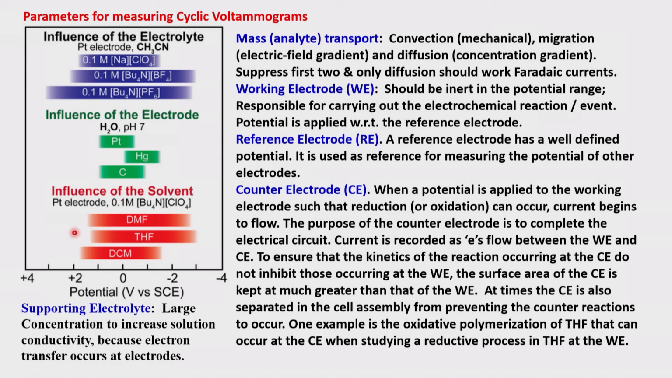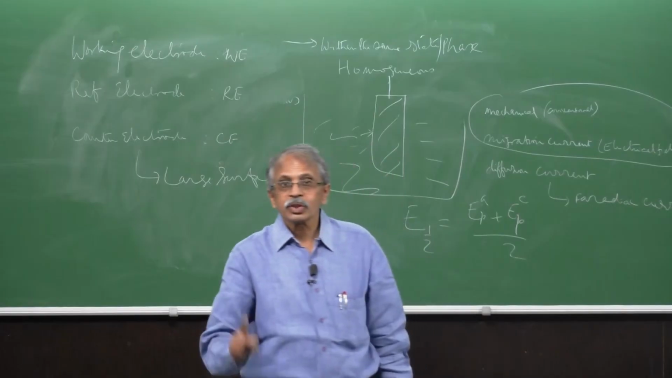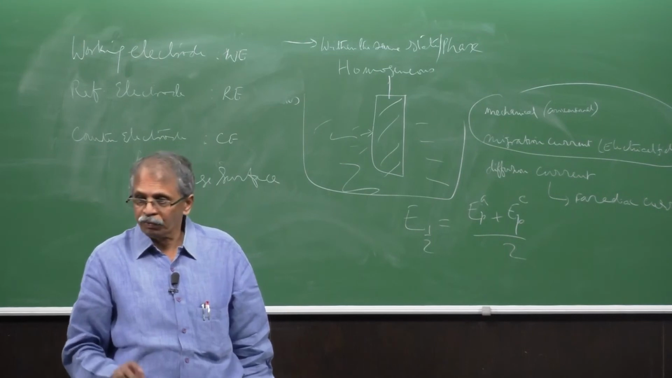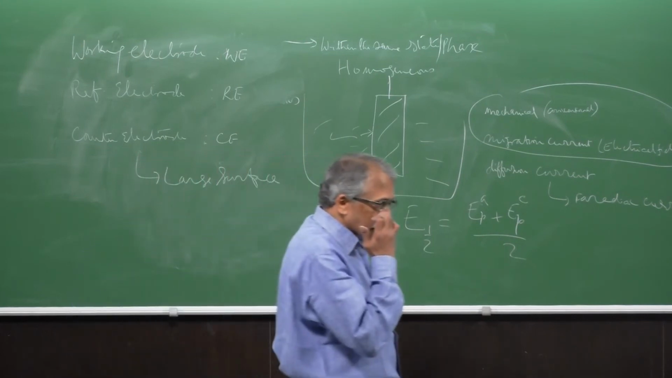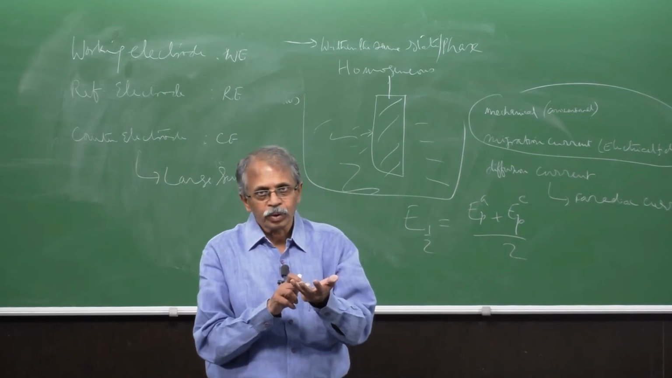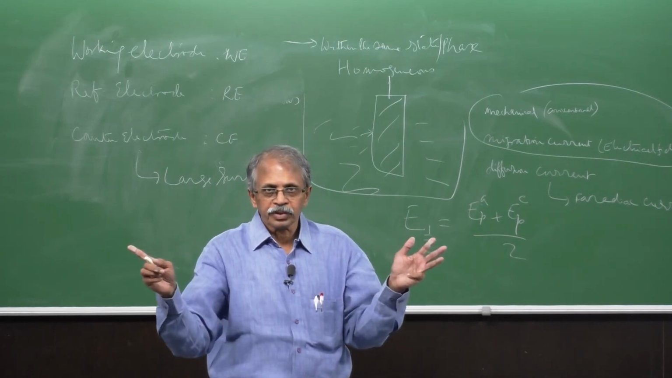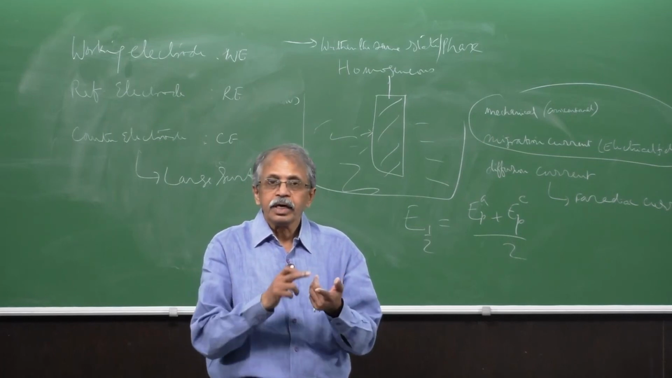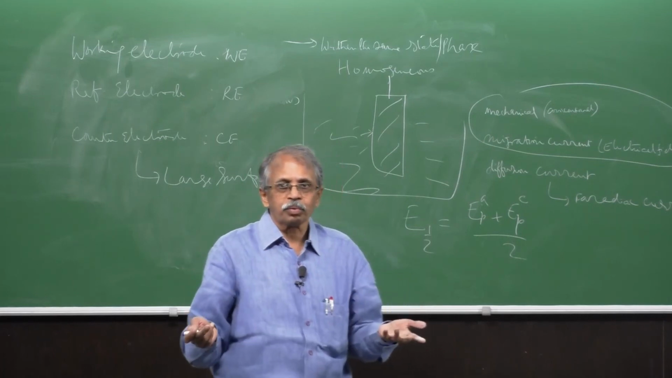So, the influence of the solvent, with the platinum. DMF can allow this range, THF can allow this range. Dichloromethane cannot allow as much range as DMF, because the solvent can also get oxidized or reduced. Therefore, you have to see the solvent range carefully. The solvent should allow the potential range, your bulk electrolyte should allow the potential range, and your electrode should also allow the potential range.